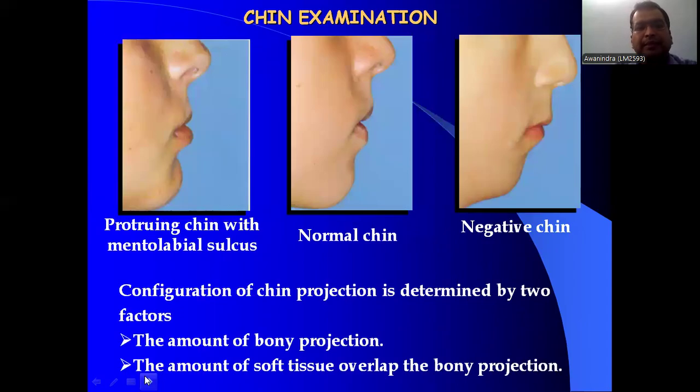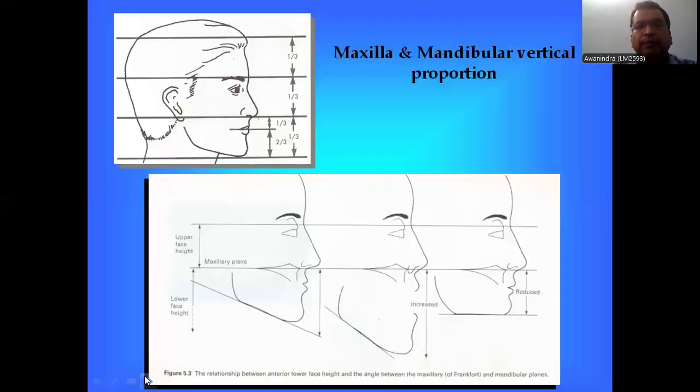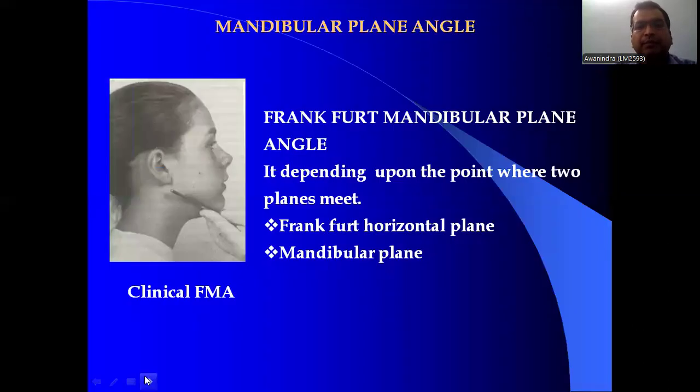Chin examination: protruding chin with the mentolabial sulcus, normal chin, and negative chin. Configuration of chin projection is determined by two factors: the amount of bony projection and the amount of soft tissue overlying the bony projection. This is how the maxilla and mandible vertical proportions are noted in the profile view. Mandibular plane angle: how we measure the mandibular plane angle.